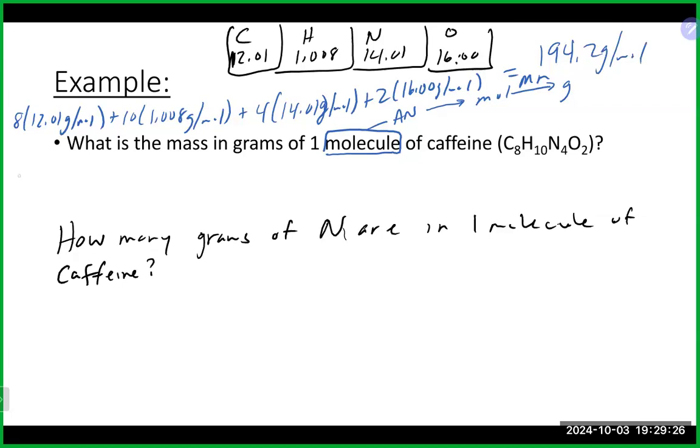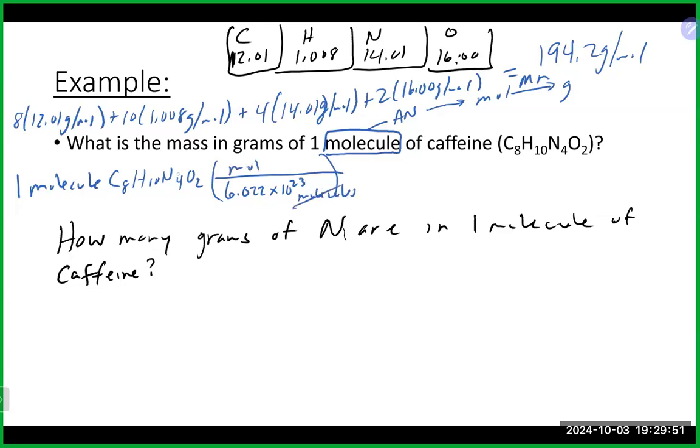So we'll start with our calculation. We're going to go one molecule here of our C8H10N4O2. Here we will use Avogadro's number to get us into moles. So we're going to divide by Avogadro's number here, which would be molecules on the bottom, moles up on top. Molecules will cancel. Now we can use our molar mass here, which is 194.2 grams up on top per mole. That way the moles will cancel.